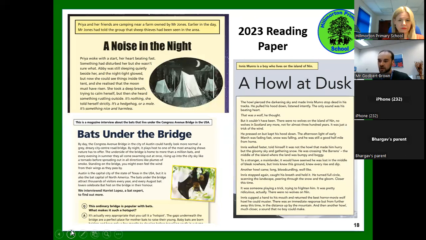So here are the 3 texts that we had last year. We had A Noise in the Night, Bats Under the Bridge, and A Howl at Dusk. It all followed a similar kind of theme, but they will be expected to work on one of the texts, answer all the questions, and then move through. So it's really important for them to keep going and move on to those next texts, because you wouldn't want to end up running out of time after you're only on the second text.